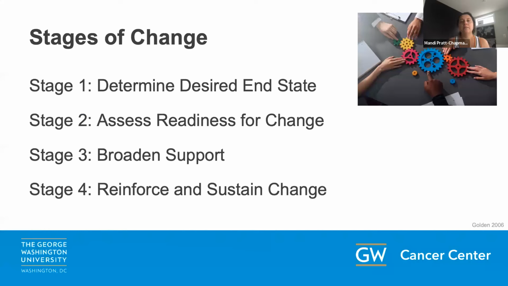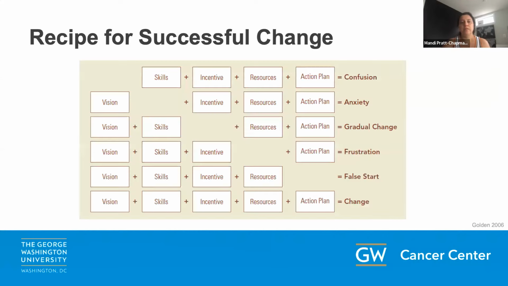Some things that the article talks about are being really clear about your desired end state. Like, what do you want the system to look like? What do you want to achieve? And then, is your system ready for that? And if not, how can you improve the readiness for change? How do you broaden support? Because we can't do any of this alone. And how do we reinforce and sustain change?